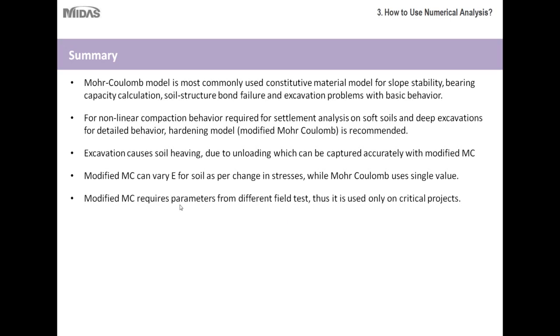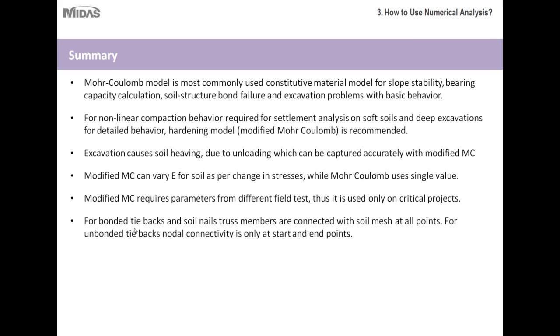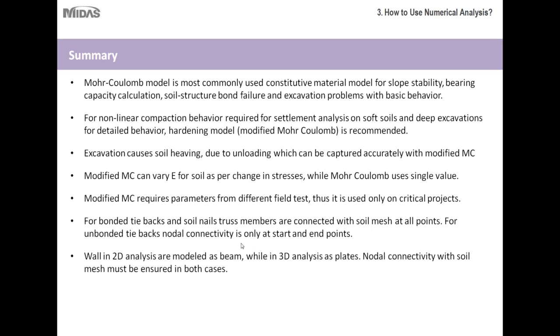The modified Mohr Coulomb model requires parameters from different field tests, thus it is only used on critical projects. So that's a shortcoming of the modified Mohr Coulomb model, is that you need to get these additional parameters. For bonded tiebacks and soil nails and truss members are connected with soil mesh at all points. For unbonded tiebacks, nodal connectivity is only at the start and end points.